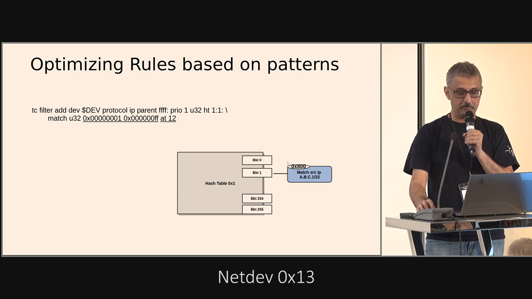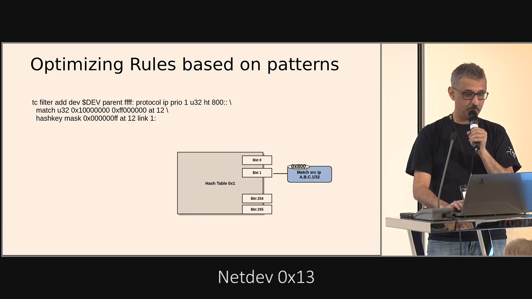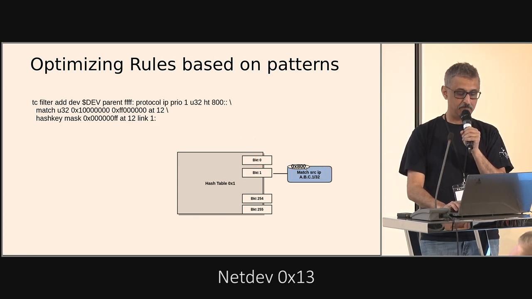I could have specified what the ID is, but I let the kernel give me one, so it gave me hex 800. It likes hex 800 for some reason. Okay, next I'm going now to.